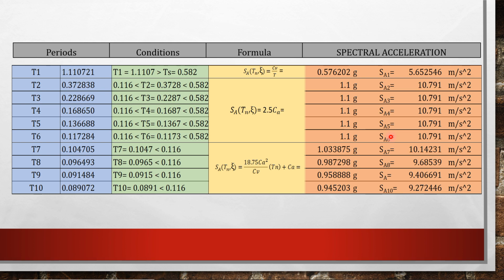Spectral acceleration 8, 9.69. Spectral acceleration 9, may 9 ito, no? Yeah, may 9 ito. Hindi natanggal, no? Equals 9.406691 meter per second squared. And for spectral acceleration 10 is equals to 9.2724446 meter per second squared. So, ayan. So, let's proceed to step 7.